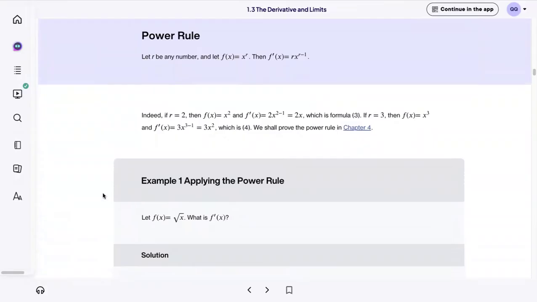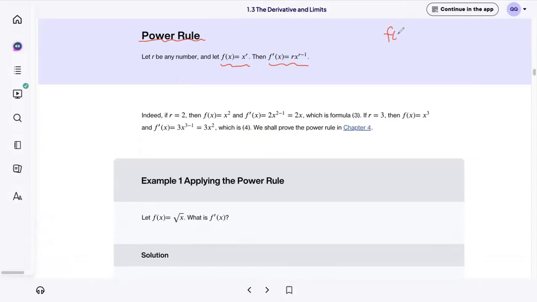All right, now we can learn the derivative. The first rule of derivative is called the power rule. So if we have a function like this, f of x equals x raised to r, then its derivative is r times x raised to r minus 1.